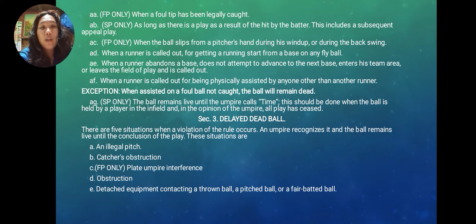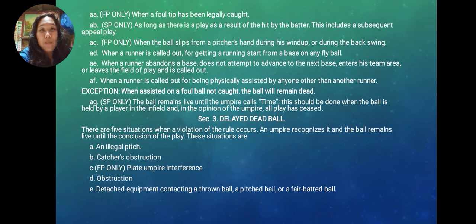For AC, FP only, when the ball slips from a pitcher's hand during his wind-up or during the backswing. For AD, when a runner is called out for getting a running start from a base or on any fly ball. For AE, when a runner abandons a base, does not attempt to advance to the next base, enters his team area, or leaves the field of play and is called out. So for AF, when a runner is called out for being physically assisted by anyone other than another runner. The exception is when assisted on a foul ball not caught, the ball will remain dead.